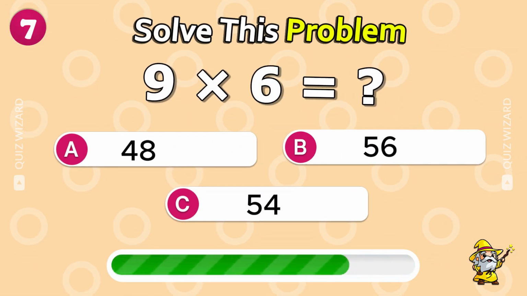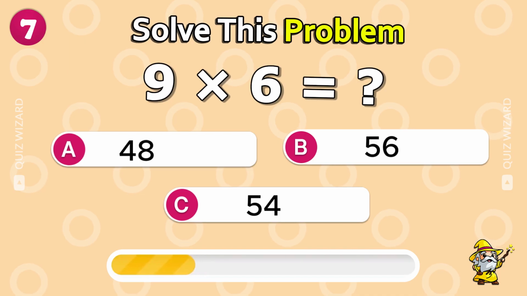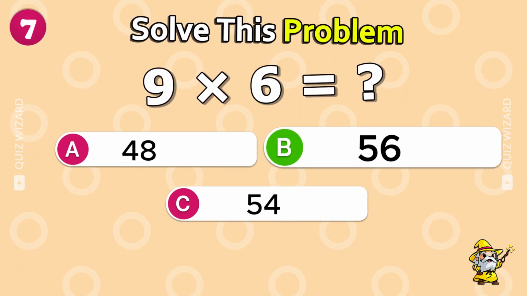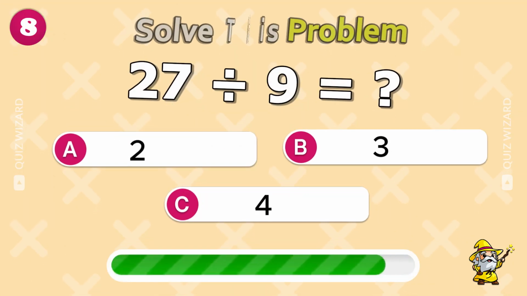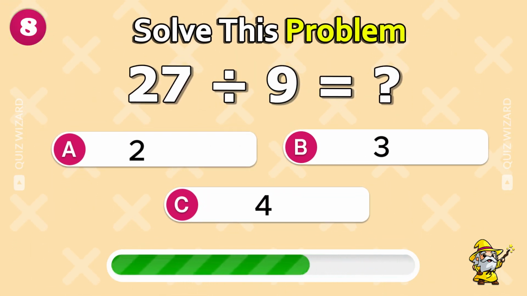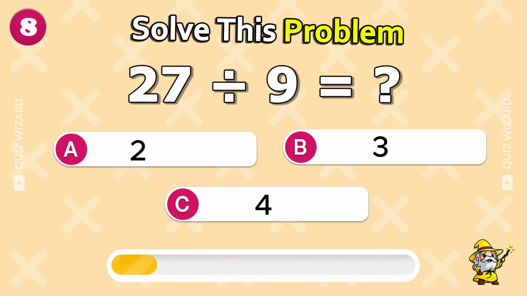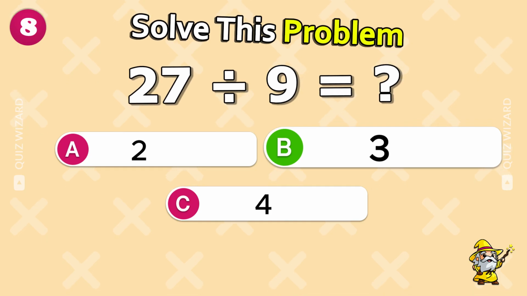Can you solve 9 times 6? 48, 56, 54. Answer is 54. How much is 27 divided by 9? 2, 3, 4. Answer is 3.